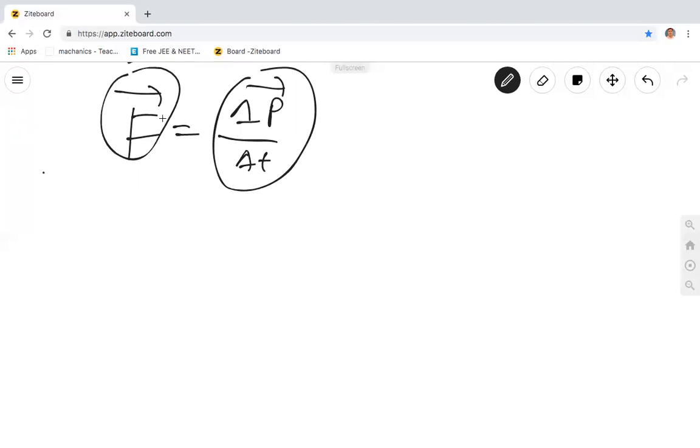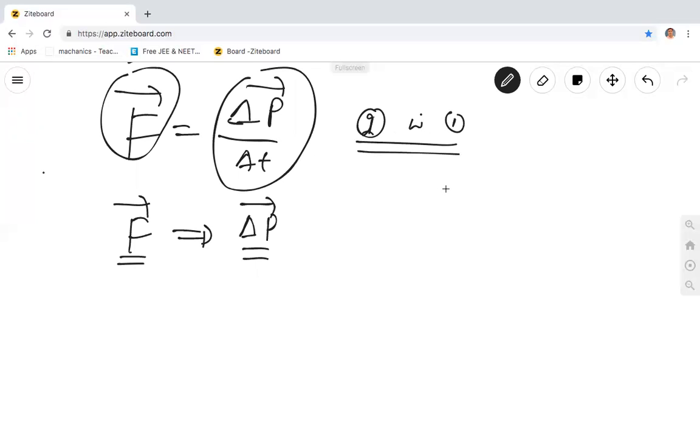Have a look. First of all, net force is equal to change in momentum, delta P by delta T. This is the rate of change of momentum. Now, what is the direction of the force? The same as the direction of change in momentum. Now, suppose the momentum of the body changes by 2 units in 1 second. What is the force? 2 units per second. Suppose the momentum changes by 4 units in 3 seconds. What is the force?